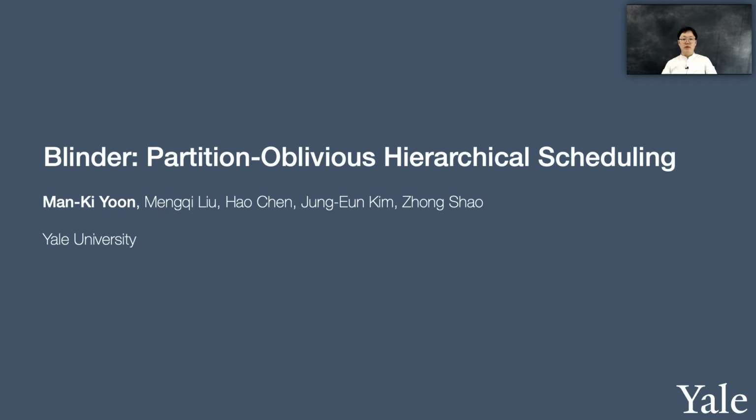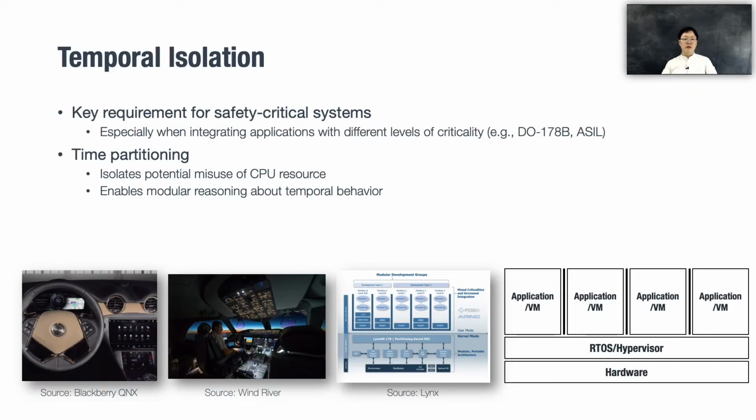Today I'm going to talk about a covert timing channel in safety-critical systems. Modern cyber-physical systems integrate multiple applications into a high-performance system chip to reduce communication complexity and hardware cost. When integrating these applications, it is important to provide temporal isolation among them so that high-critical applications can be protected from low-critical, potentially faulty applications.